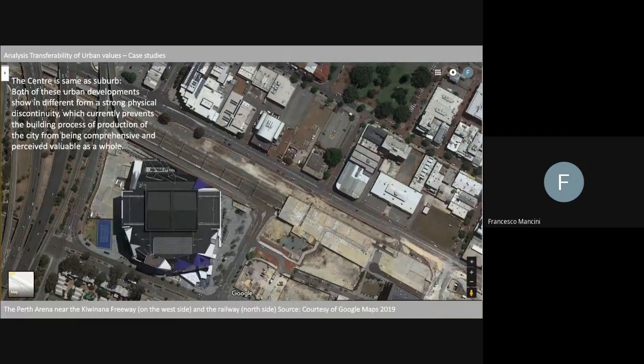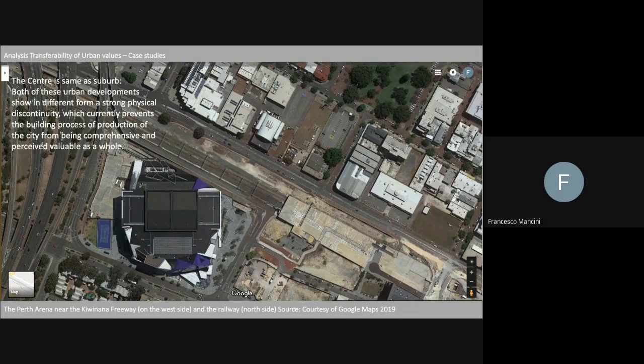Similar outcome for the Perth Arena, now RAC Arena, which is a very successful building in terms of its functioning. Financially, it's very viable and has proved to be successful, but from an urban perspective, the integration between the form of the building and the space surrounding it has not been thought through thoughtfully. And probably this is why now the city of Perth is thinking of sinking the whole railway to reconnect, in particular, the north and the south side of the city center.